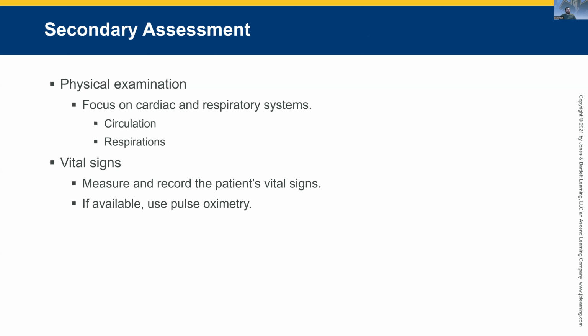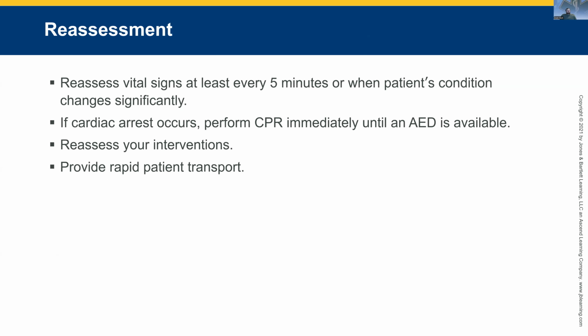We know what those are. Physical examination: focus on the cardiac and respiratory system, circulation, and respirations. Vital signs: measure and record the patient's vital signs. If available, use that pulse ox to get a better idea of what's going on. Reassess vital signs every 5 minutes or when the patient's condition changes significantly. If you believe you're having a cardiac event, this is a time to reassess every 5 minutes. If cardiac arrest occurs, perform CPR immediately and AED when available. Reassess your interventions, provide rapid patient transport.